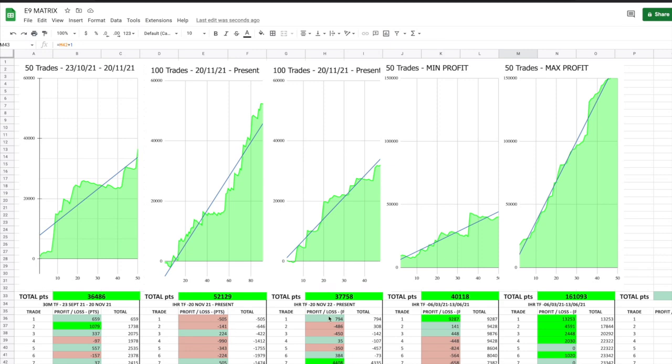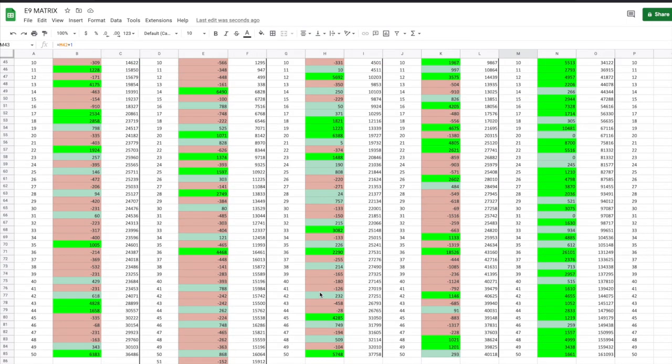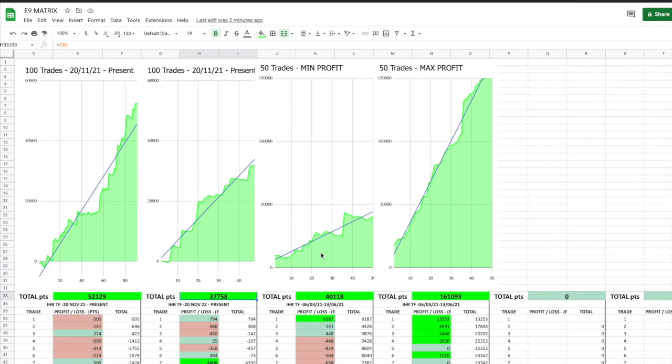So this middle column, okay, I have no idea what this is for. It says the 20th of November till present and these trades, but to be honest with you, I've forgotten what this is. I think it might be the same trades as here, but on a 1 hour time frame. Okay, so we'll leave that. Either or, 37,000 points. So let's talk about the minimum and maximum profit, because this is the important one.